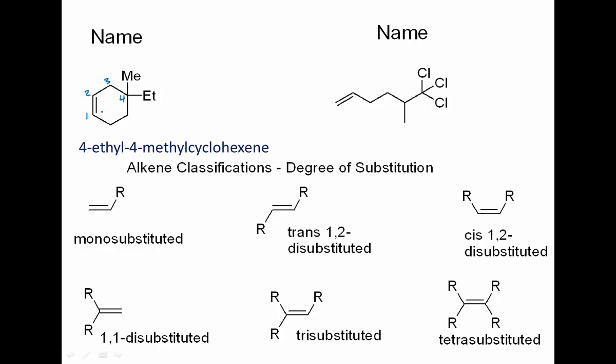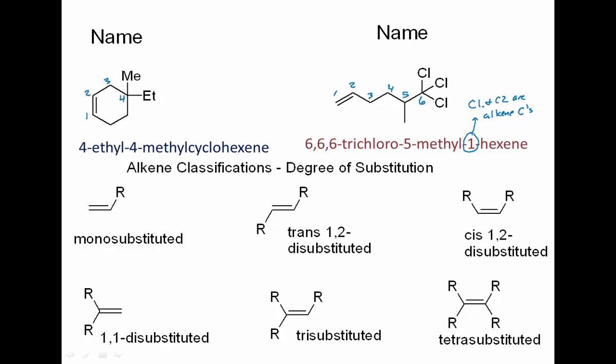What's the name for the other one? Well, it's tempting to put this carbon here as carbon 1, but we don't do that because the alkene controls the numbering system here. So this becomes 6,6,6-trichloro-5-methyl-1-hexene. We have to number it this way. And remember, the 1 implies that C1 and C2 are alkene carbons.